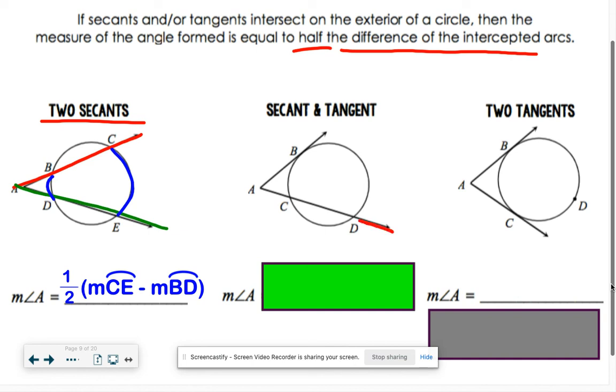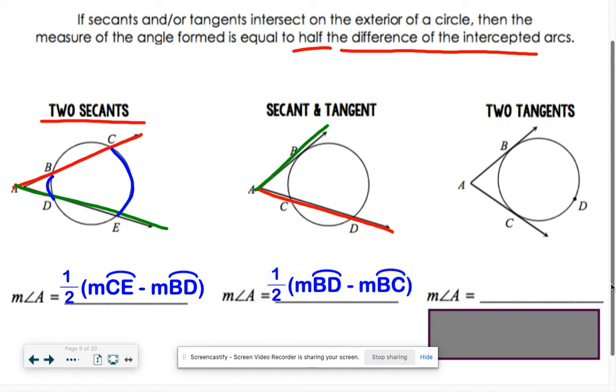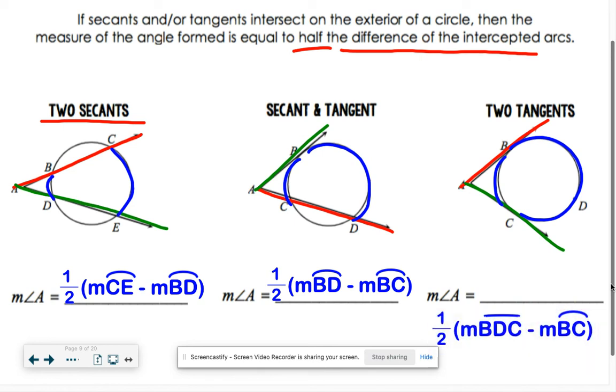You could have a secant line like this guy here that touches a tangent line, so it only touches your circle once, but the process is the same. You're going to take your intercepted arc, so BD, subtract BC, then divide by 2, and that will give you the measure of angle A. And then finally, you could have two tangent lines, so that it touches your circle in this one place. Same thing, take BC, subtract your other intercepted arc, divide by 2, and you will get your angle measure.